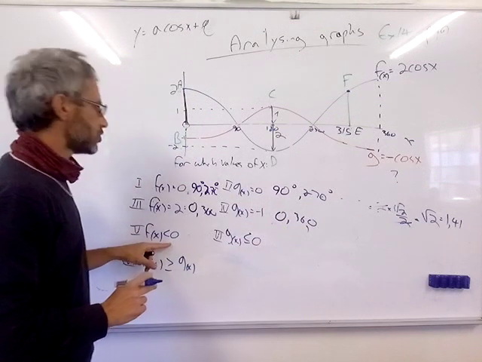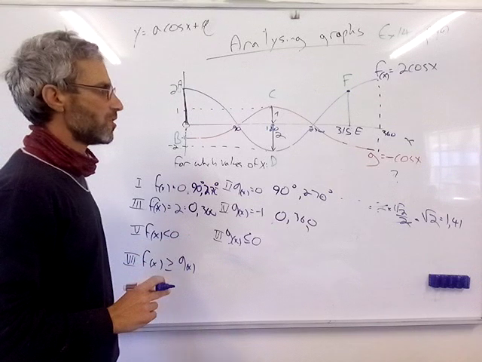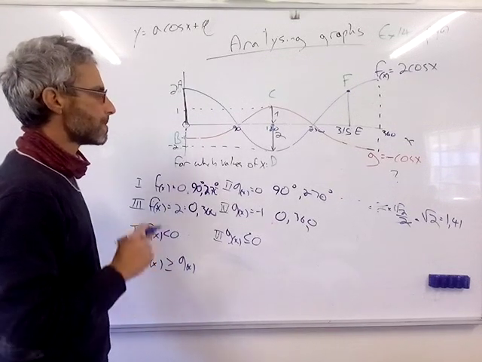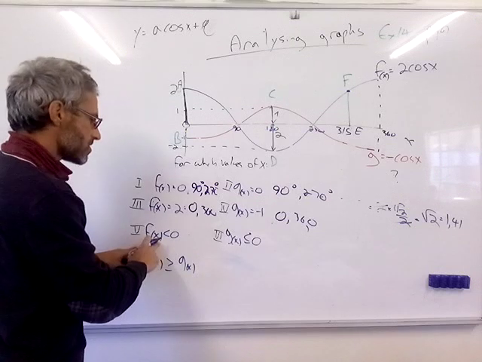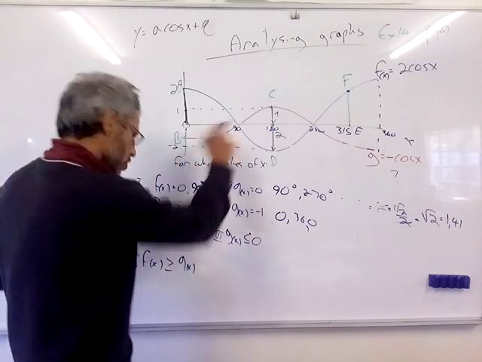Let's move on to a little bit tricky. When will f be smaller than 0? Minus 2. So what's the answer? When is f smaller than 0? Between which two angles? 90 and 270. Good.